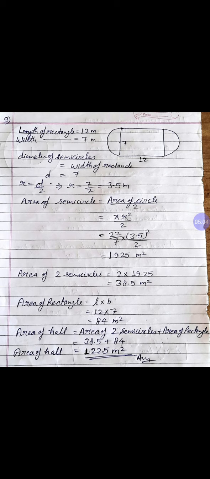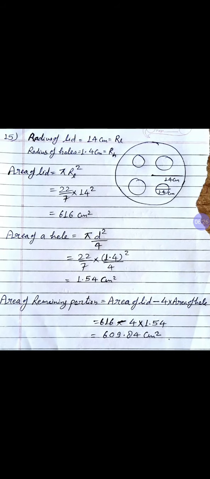So the area of the rectangle will be L into B, 12 into 7, that is 84 meter square. Now the area of the hall will be the area of two semicircles plus the area of the rectangle. The area of two semicircles is 38.5, and the area of the rectangle is 84. We will add these to get 122.5 meter square. The rest of the questions are similar to these questions, so we can solve them. Now let's move to question number 15.